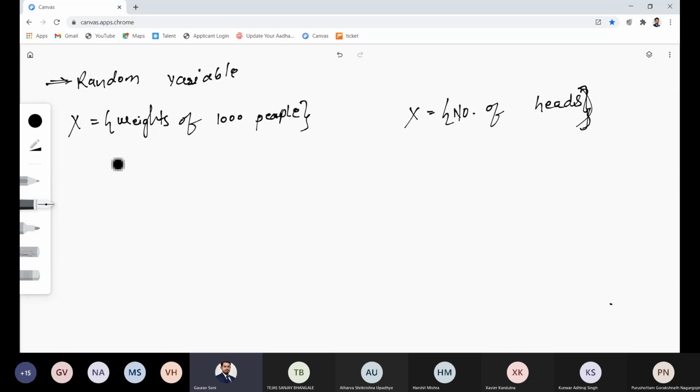What is the difference? Can you identify what values x can take in both of them, and what is the difference? Anyone? Sir, on the left side, various weights will be taken, like 50, 51, 52. So there are many inputs for the X.